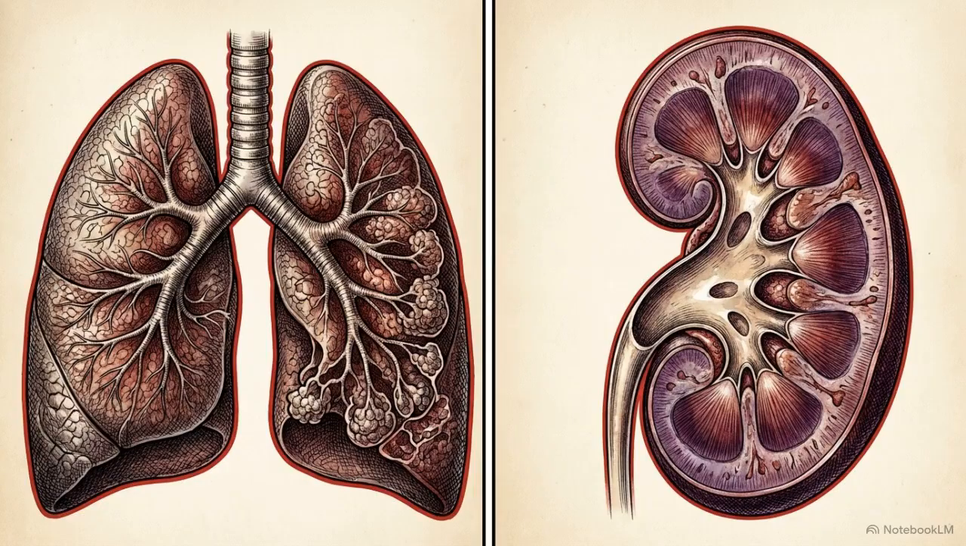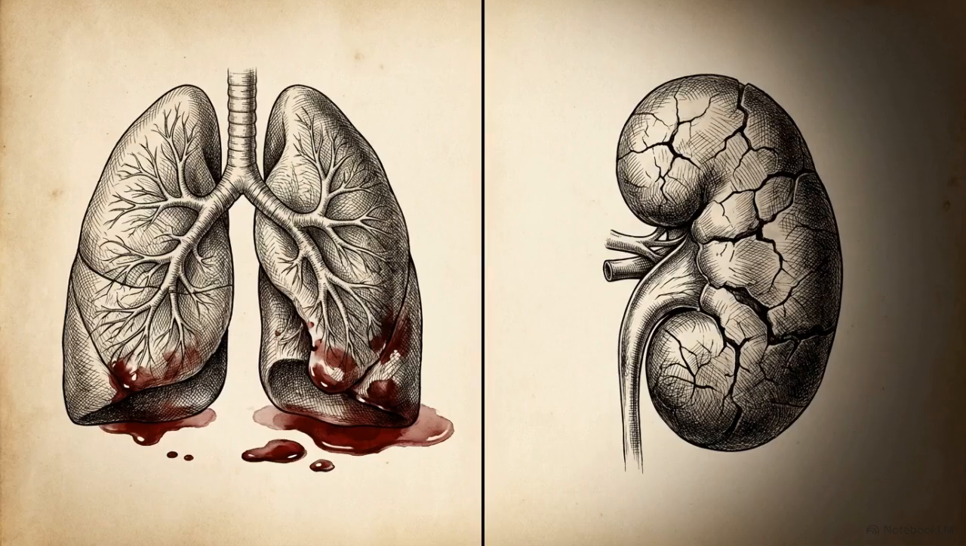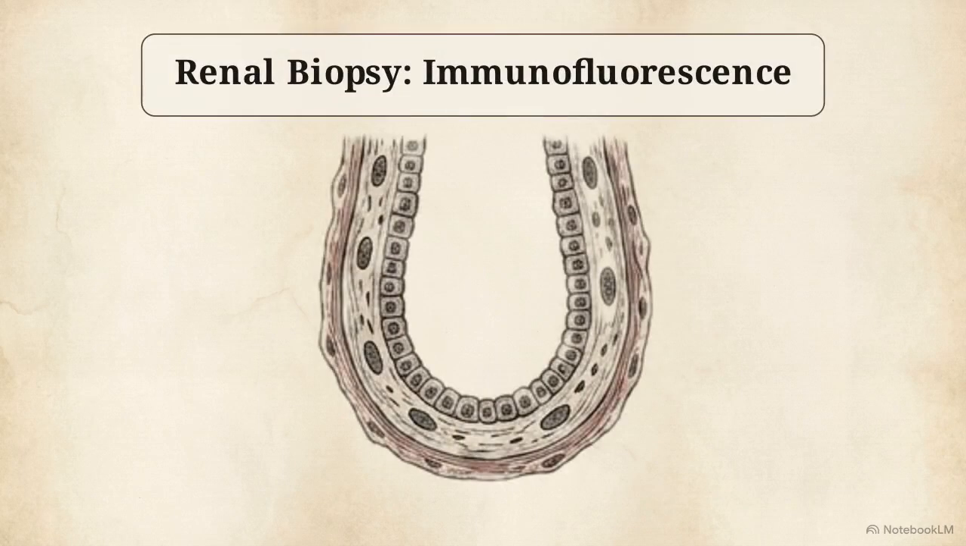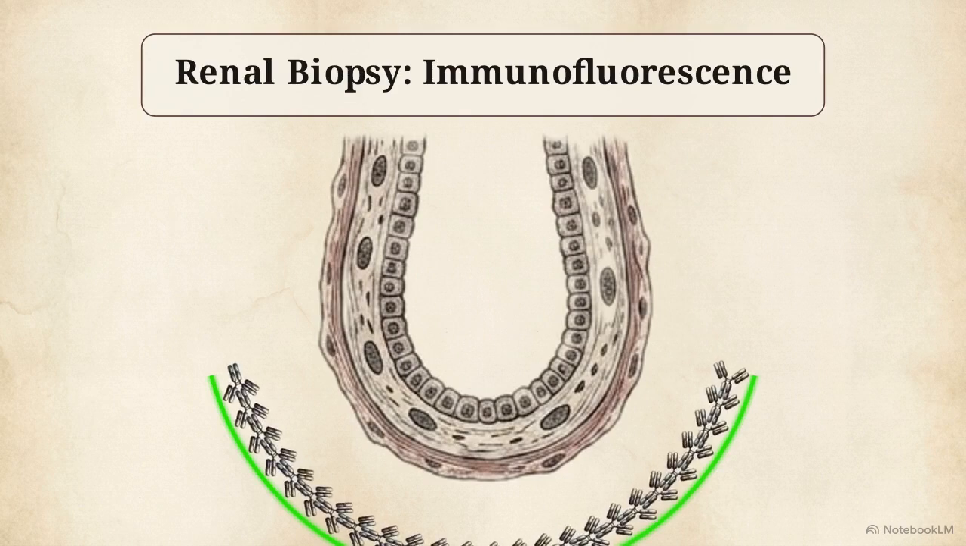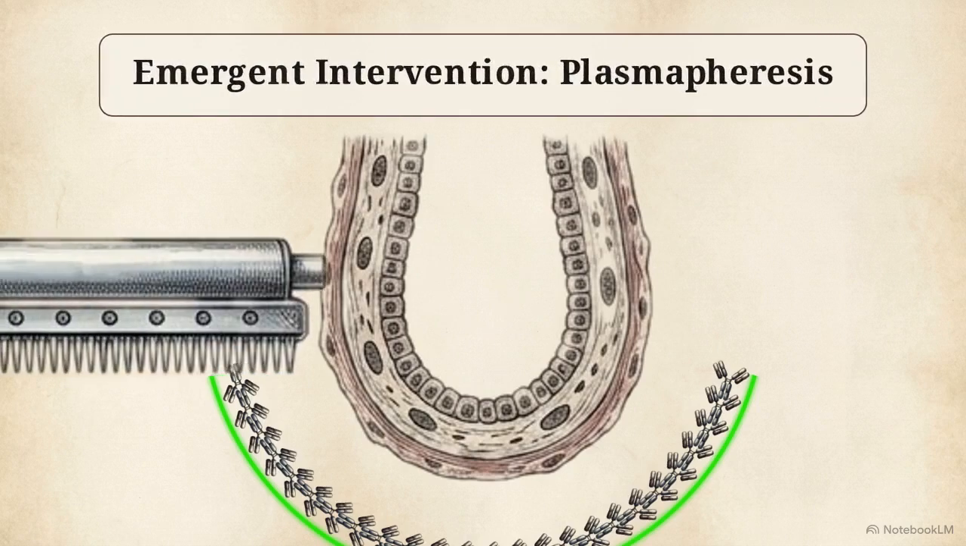Clinically, this manifests as a bimodal crisis. Patients present with rapid onset pulmonary hemorrhage, coughing up blood, paired with acute renal failure due to rapidly progressive glomerulonephritis. When we examine a renal biopsy under immunofluorescence, this exact mechanism leaves a mandatory microscopic footprint. Because the collagen targets are distributed evenly across the membrane, the IgG deposits form a smooth, continuous, linear pattern.